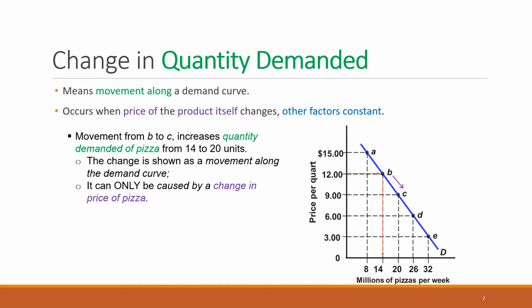Change in quantity demanded means movement along a demand curve. It happens when price of the product itself changes, other factors constant. For example, movement from point B to point C along the demand curve indicates increased quantity demanded of pizza from 14 to 20 units. It is caused by a change in the price of pizza itself. Other factors are assumed unchanged.